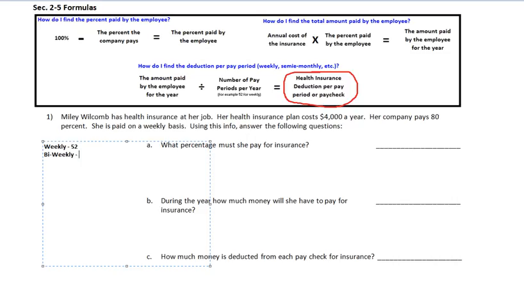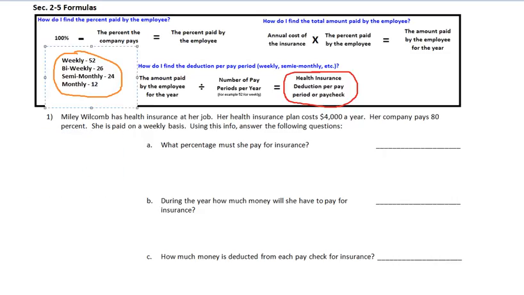Bi-weekly, 26. Semi-monthly, 24, and just in case we'll throw in monthly for 12. There we go. So those numbers can play an important role in today's work, in today's example. Alright, so we need to remember these. Some of you may even want to write these down on your paper off to the side.